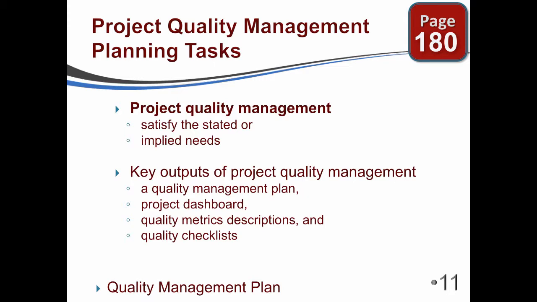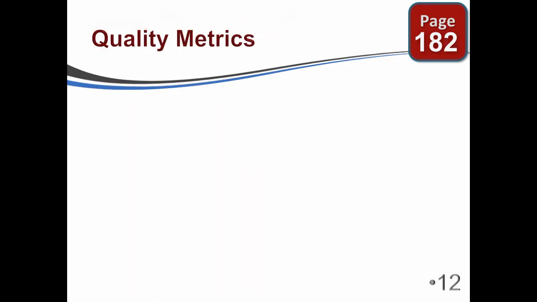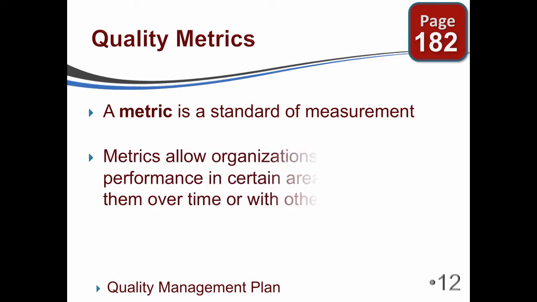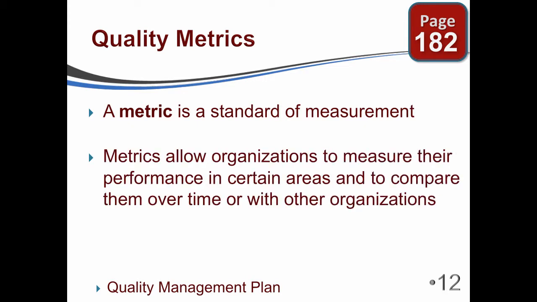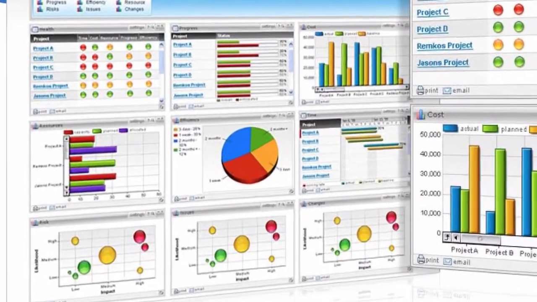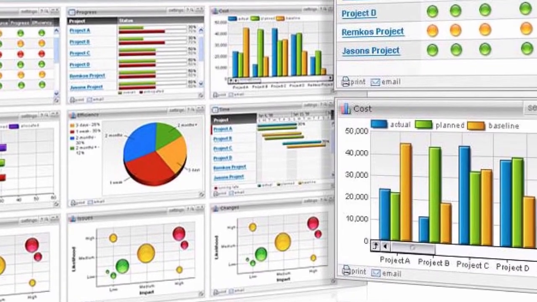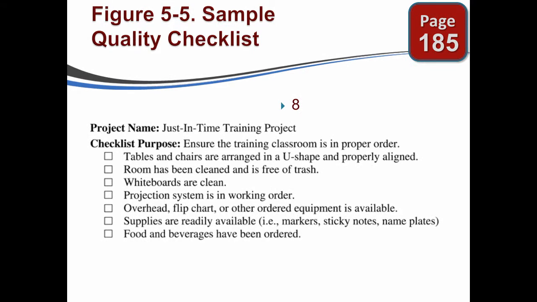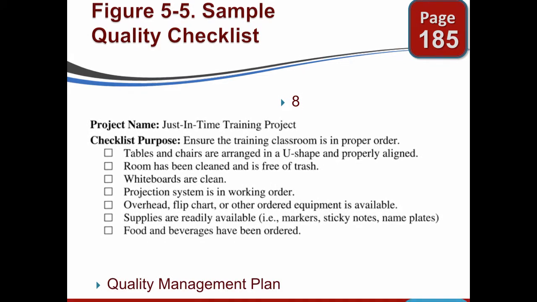Now, we used a word here that we need to define carefully. Let's talk about quality metrics. A metric is a standard of measure. In other words, it's one of those things that we have to be able to quantify. Metrics allow organizations to measure their performance in certain areas and to compare them over time with other organizations or other projects. One of the other things that is nice about this is the use of the web and the dashboard system. This gives you a quality metric measurement at a glance. Here's a sample checklist from page 185 of your book.